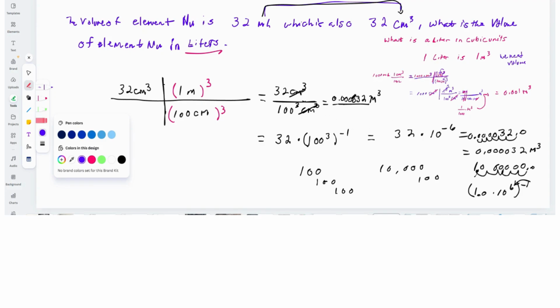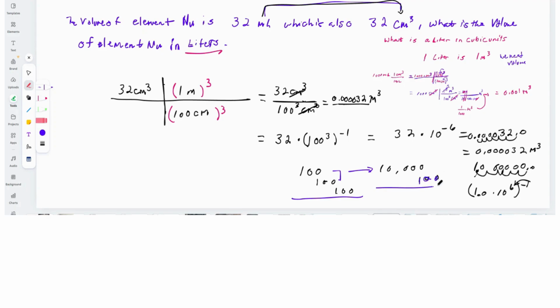No, we needed meters cubed, and then what we did is we realized this was 100 cubed to the negative 1 power, and then we just looked at this. We did 100 times 100 times 100. The first gave us 10,000, and then that remaining 100 gave us the 1 million. And then I knew I could write that as 10 to the 6, or 1 times 10 to the 6 to the negative 1, which is just equal to 10 to the negative 6. So then we put that there, and then we just go back 6 places.